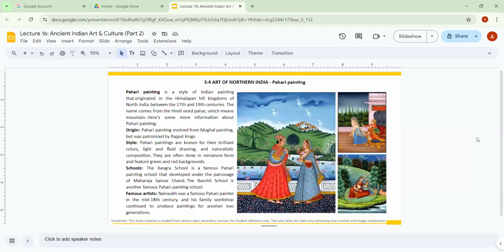The art of Northern India, the Pahari painting. Pahari painting is a style of Indian painting that originated in the Himalayan hill kingdoms of North India between the 17th and 19th centuries. These paintings are known for their brilliant colors, light and fluid drawing, and naturalistic compositions. They are often done in miniature form and feature green and red backgrounds.